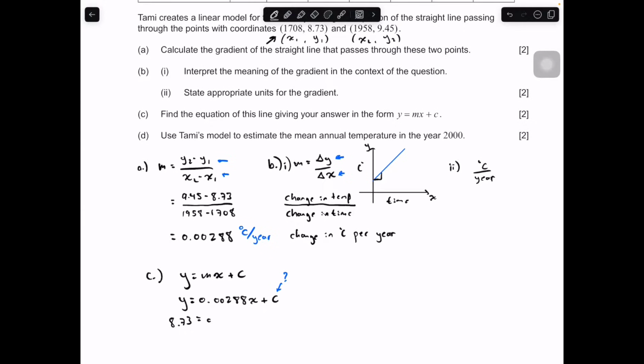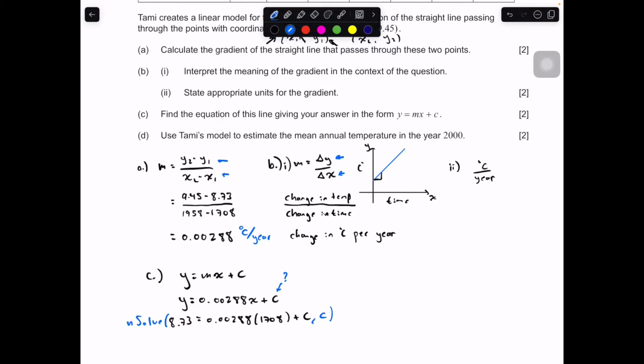8.73 equals 0.00288, and we're going to substitute this y value and this x value into our equation of 1708, and then now we can solve for the unknown. So now we've got an equation with just one unknown, and we can go ahead and use a little algebra if you want, or we can just solve this for c.